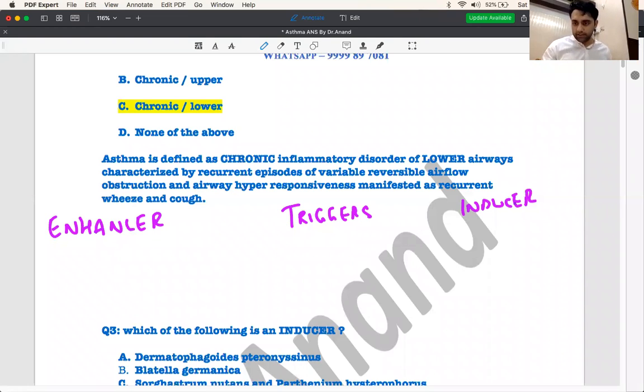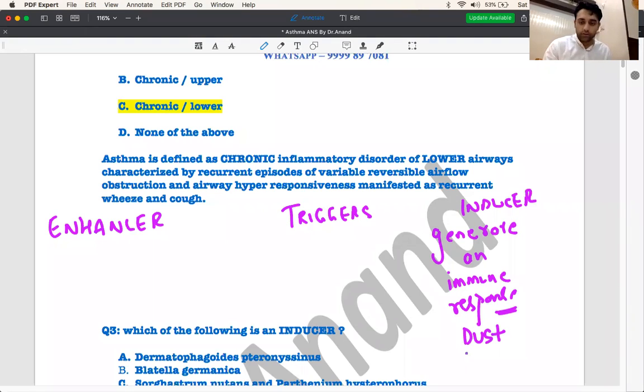Someone is answering aspirin. Please remember, inducers are very important. They generate an immune response. Inducers are the ones that generate an immune response, in pertaining to what? For example, through a dust mite, maybe a cockroach, maybe grass pollen. Are you understanding? So inducers generate an immune response from something.